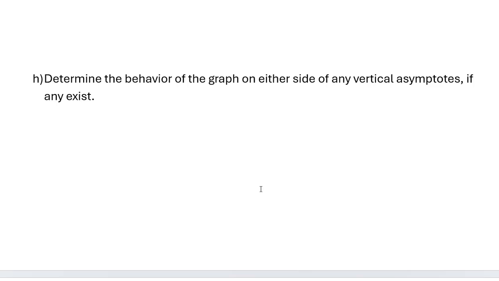It says determine the behavior on either side of the vertical asymptotes, if any of them exist. So we had a vertical asymptote. We have 5x plus 25 equals 0, and that had a vertical asymptote of -5. The exponent for this right here, again, is 1. So that would say that I have a multiplicity of 1, which is an odd number.